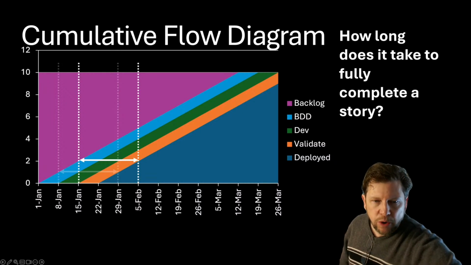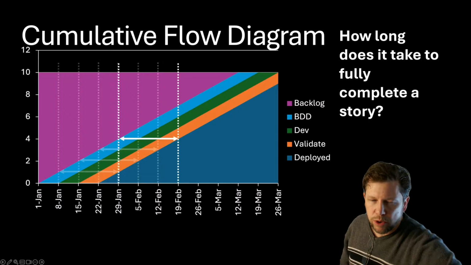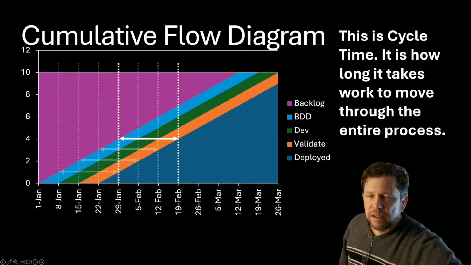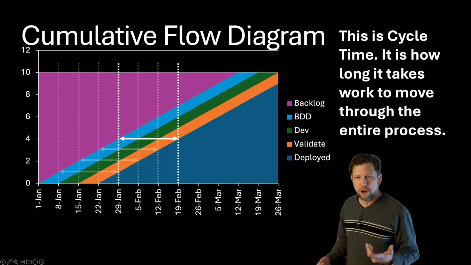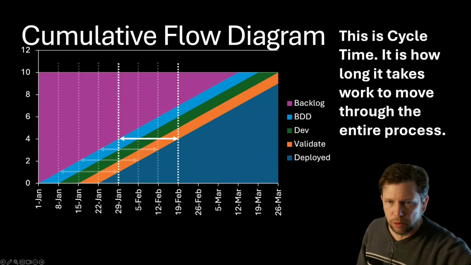So here we're showing that these are all 3 weeks, right? Every week we finish something that has been in progress for 3 weeks on average, according to the chart. Okay, so this is the cycle time. This is how long it takes for work to move through the entire process, coming out of the backlog and then moving into deployed where it's finished.